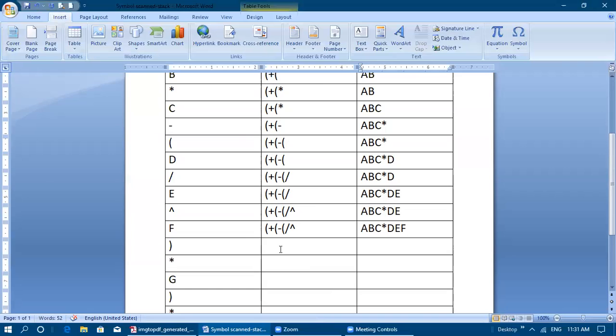Now we are going to encounter this closing parenthesis, the right parenthesis. Whenever a right parenthesis is encountered, we need to pop all the operators from the top of the stack until the left parenthesis is encountered. So we need to pop this cap first, cap first and then slash next.